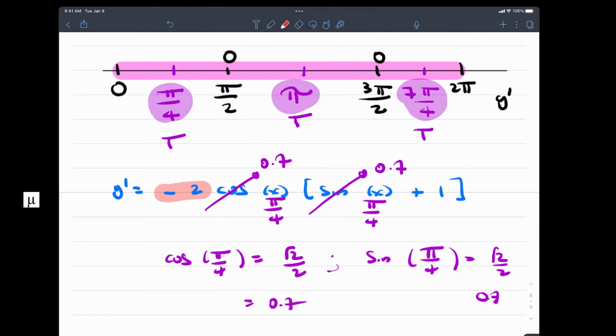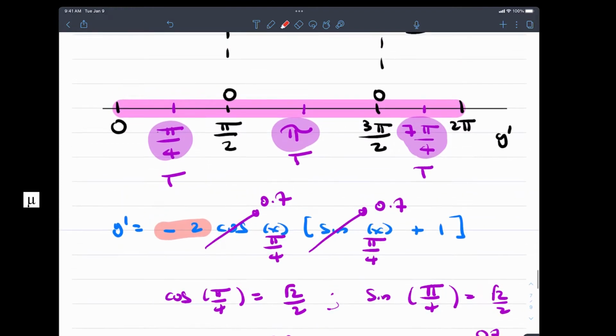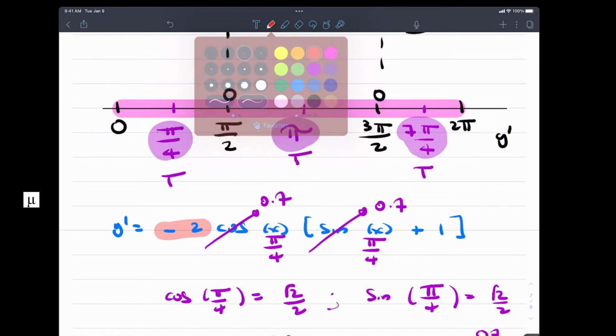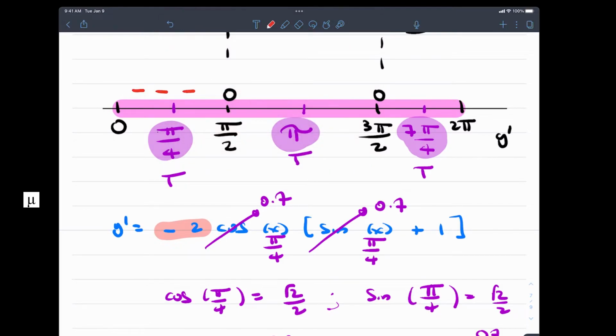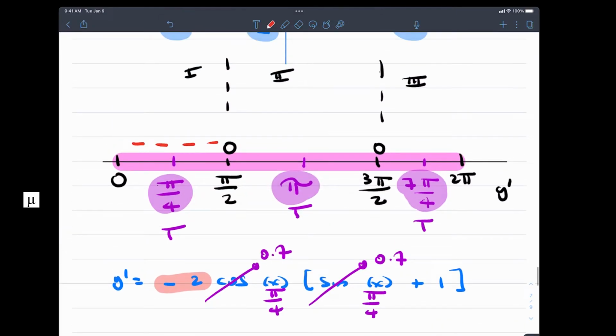What's the point? I don't care about the answer. I care about the sign. Negative 2 times 0.7 is negative. And then 0.7 plus 1 is 1.7. The point I'm making is that this is negative, decreasing between 0 and pi over 2.